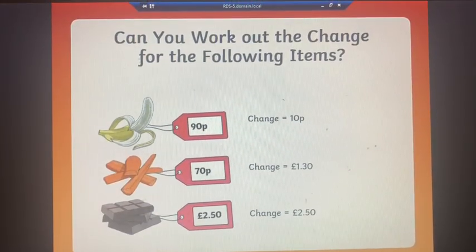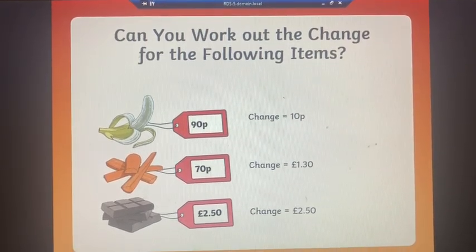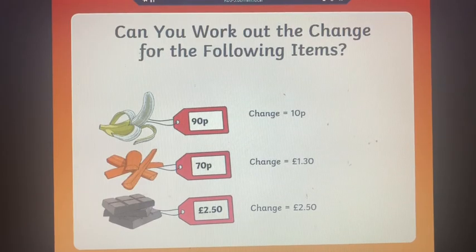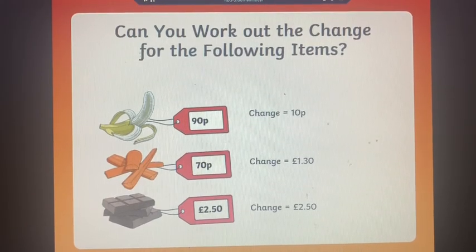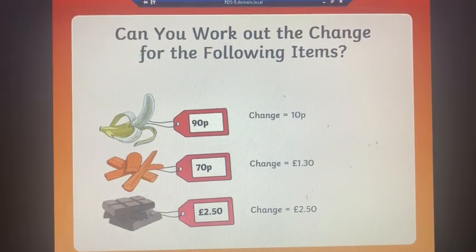So here are the answers to those questions. So the banana, which was 90p, you should have got 10p change. The carrots, which was 70p, you should have got £1.30 change. And the chocolate, which was £2.50, you should have got £2.50 change.